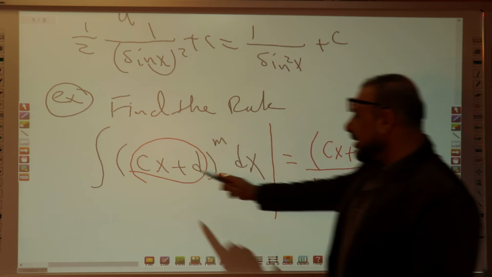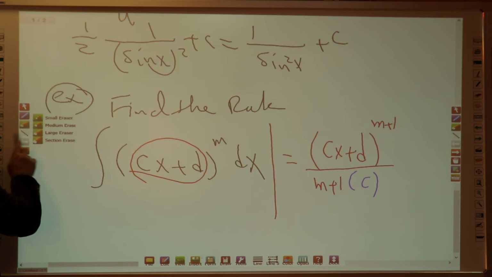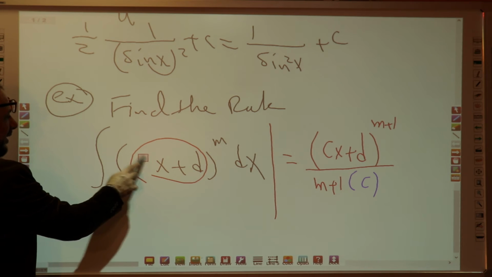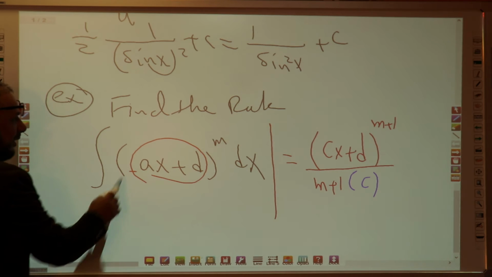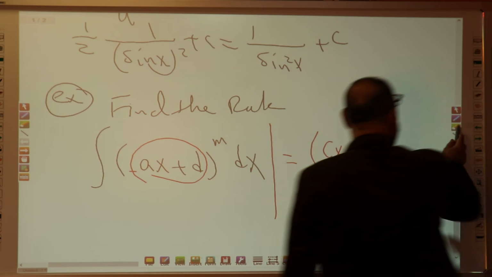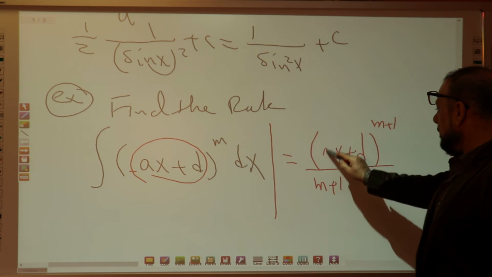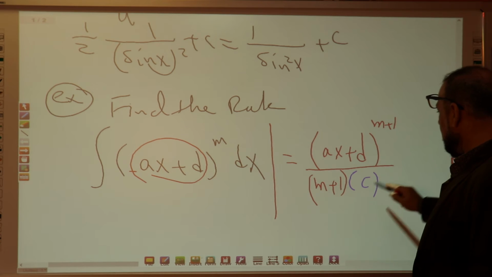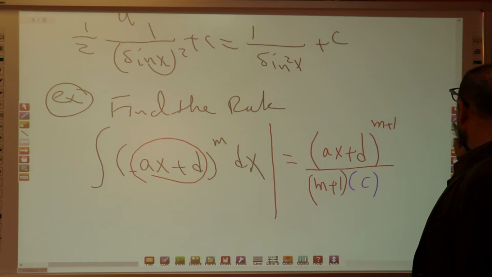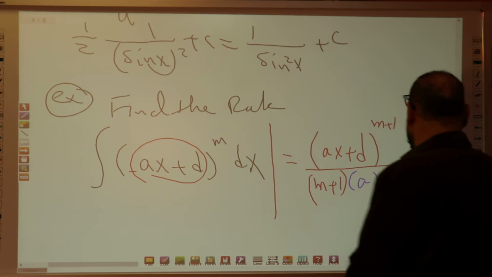Okay, let me just change c to a, because I'm going to use the C for the constant of integration. Can I make this a, and this a? So, over m plus 1, and the derivative here now is a. The derivative is a, plus C now.